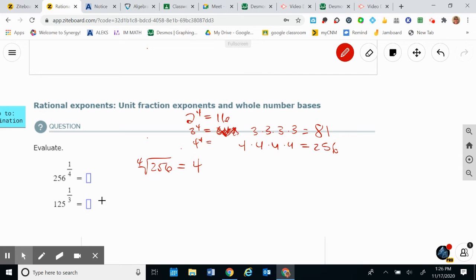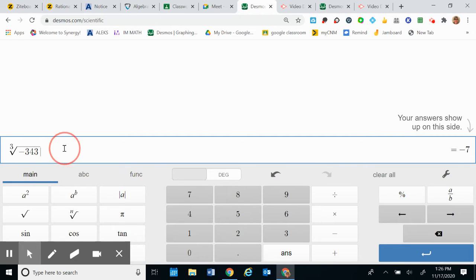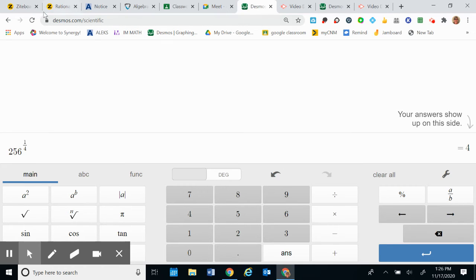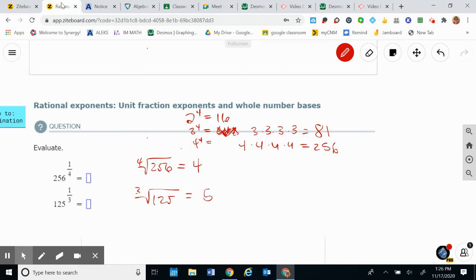Okay, and then this one is you rewrite it as the cube root of 125. Well, you don't have to, but it helps you understand it. And that is 5, because 5 times 5 times 5. Now you can go to decimals again. That's the graphing. Here's the scientific. Okay, and you can do 256 to the, and then put in 1 divided by 4, and it will give you 4 right here. Okay, so you can just load it up in the calculator as well. It's good practice to not, but you guys learn this stuff so quickly that calculators really are helpful.